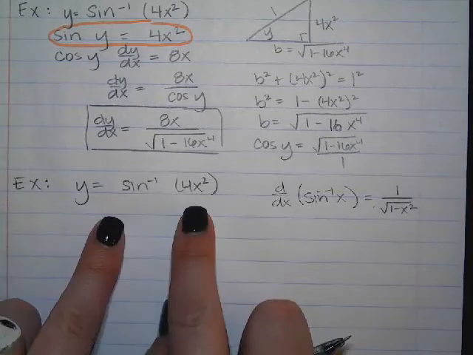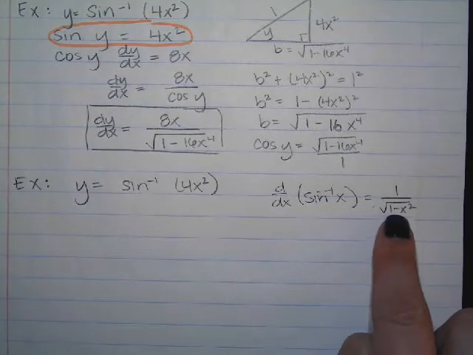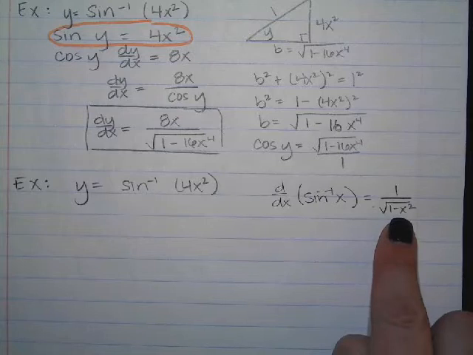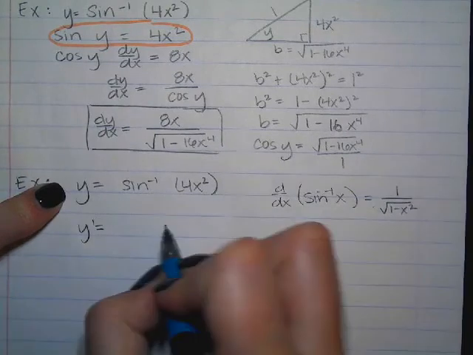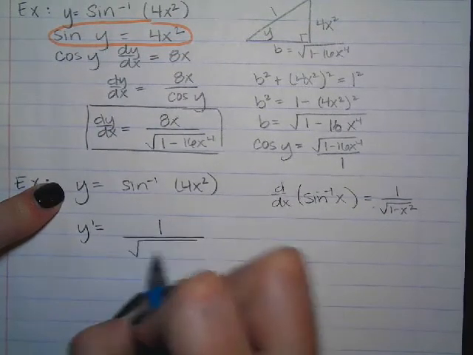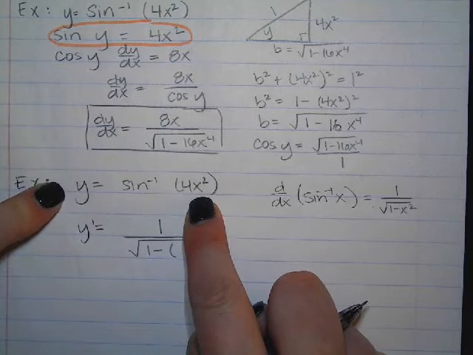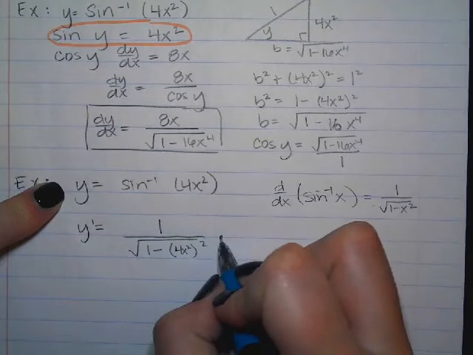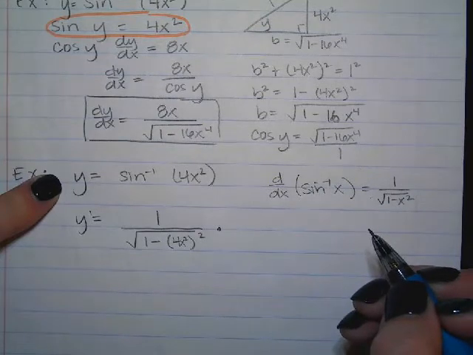Okay. So if we do the same problem using the shortcut, it says the derivative of inverse sine is 1 over the square root of 1 minus x squared, and then the x is this. So if we have something else in the angle here, then we would plug that in for x. And then we know that we always do the chain rule, so we'd have to multiply by the derivative of the inside. So y prime equals 1 over the square root of 1 minus, in parentheses, what was written as the ratio, which is 4x squared. And then we'd have to multiply by the derivative of the inside, which is 8x.